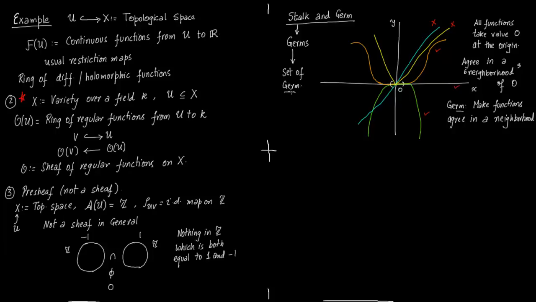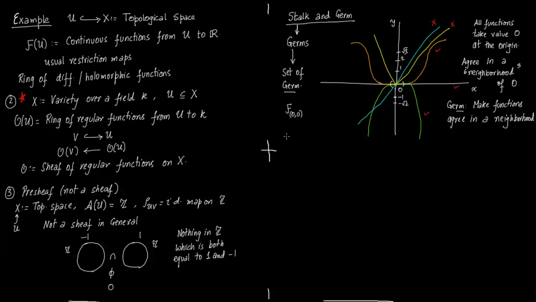So not only at 0, you have a germ at 0, but you will also have a germ at say -1, corresponding to functions which take value equal to -1 in a small neighborhood. Similarly, you have functions taking value 2, 1, 2, 3, root 3, root 5, and so on. So instead of just a germ at 0, you would have a large number of germs all along the real line, all along the y-axis. All these germs taken together form a stalk at the origin. So this is how you get the stalk.